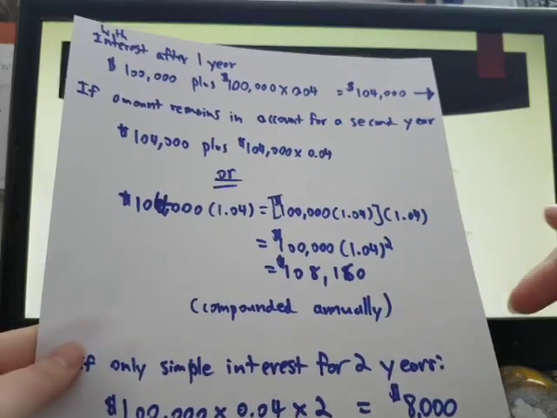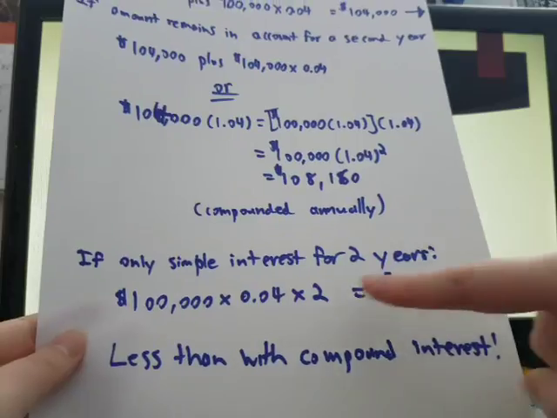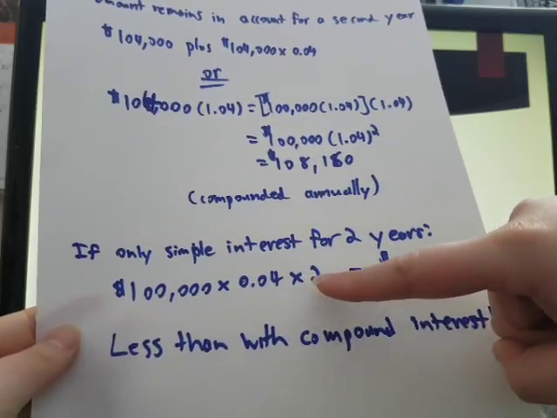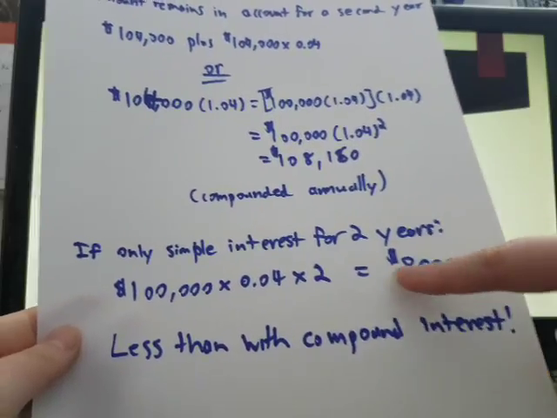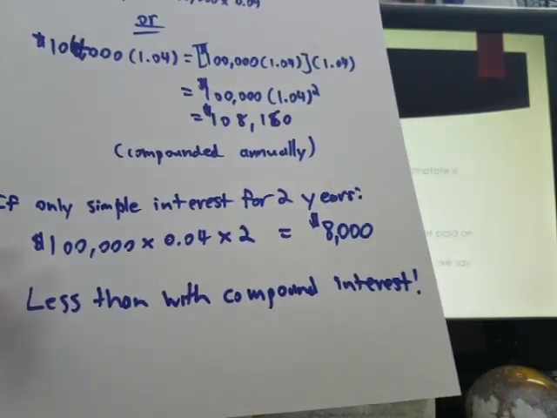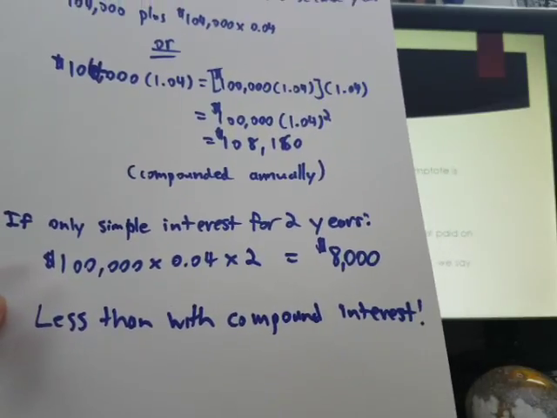As we know, annually is something that happens once a year. And like I said, if you only had simple interest for 2 years, it would be the same as saying, well, I had 100,000 times the interest rate times 2, because we went for 2 years, so you'd only be getting 8,000, right? So if you only have simple interest, it's actually going to give you less than with the compound interest over a 2-year period, like I mentioned.